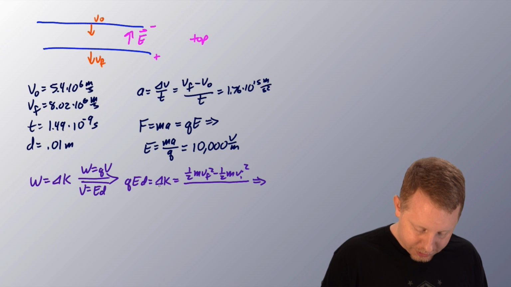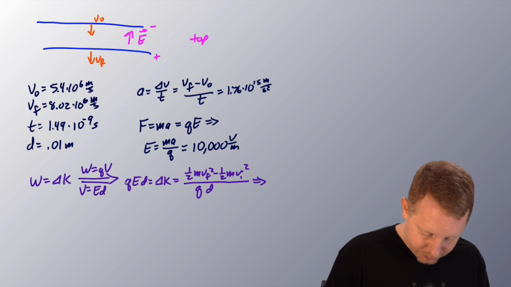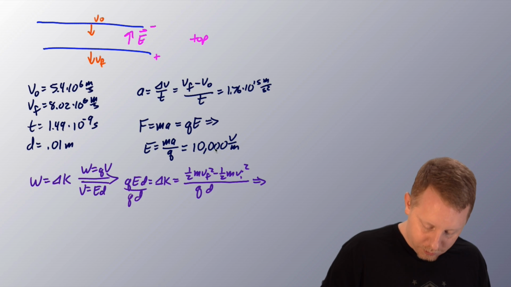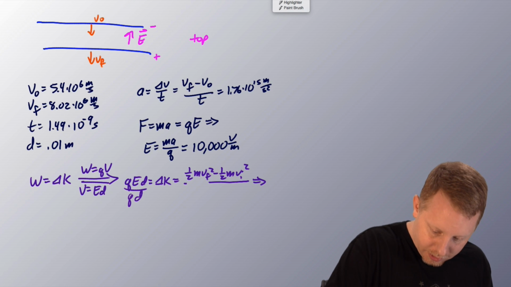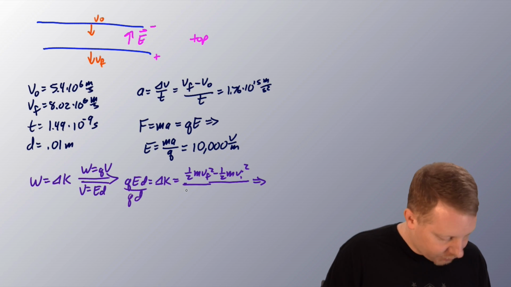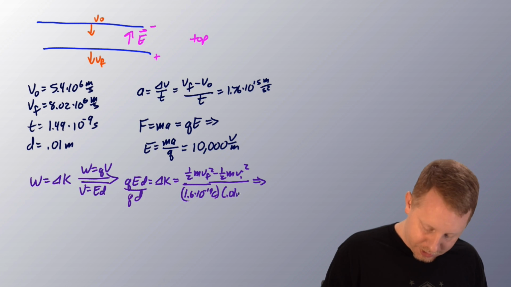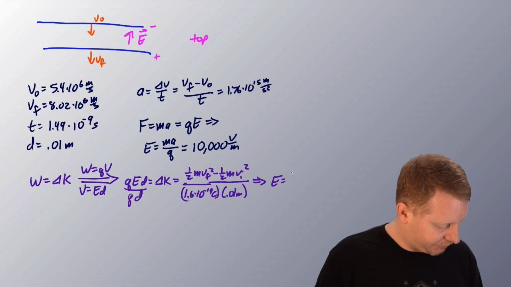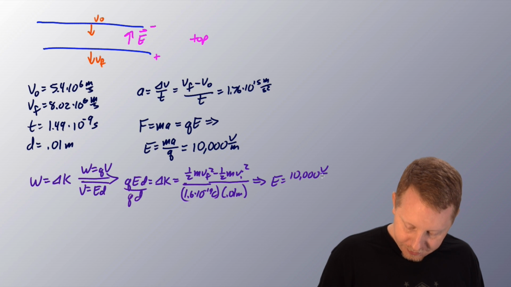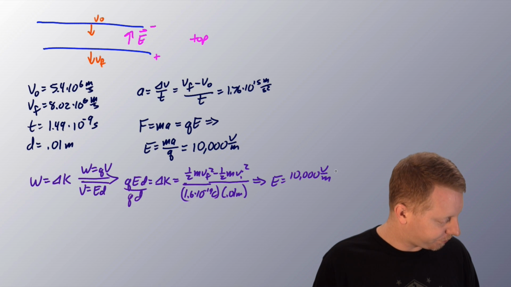So then, if we want just the electric field, we'll divide both sides by QD. And if we replace Q with our charge on our electron, 1.6 times 10 to the minus 19 coulombs, and our distance 0.01 meters, plug in our values here, we can also find that way that the electric field is 10,000 volts per meter. Just another path to that same answer if you're interested. Kind of a slick derivation there.